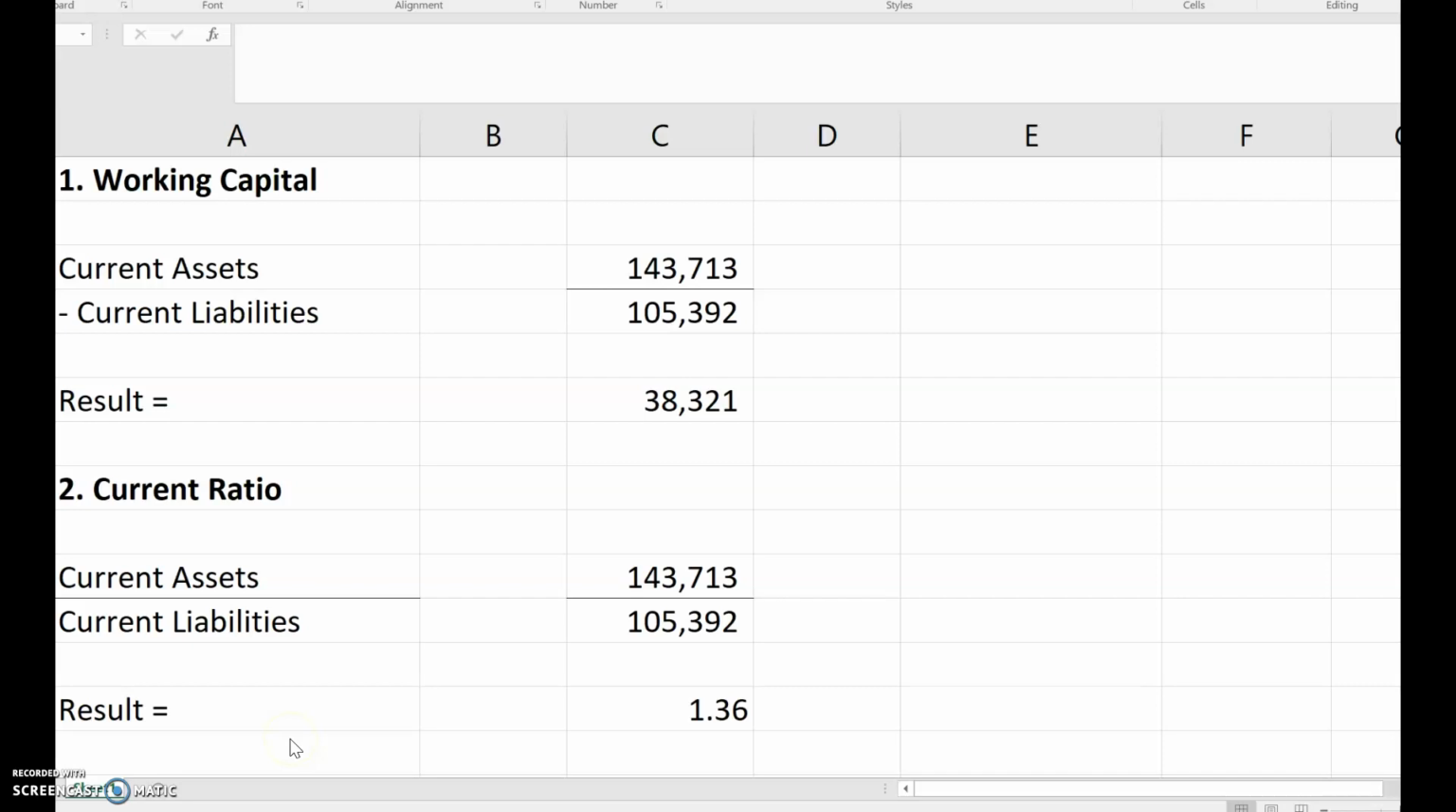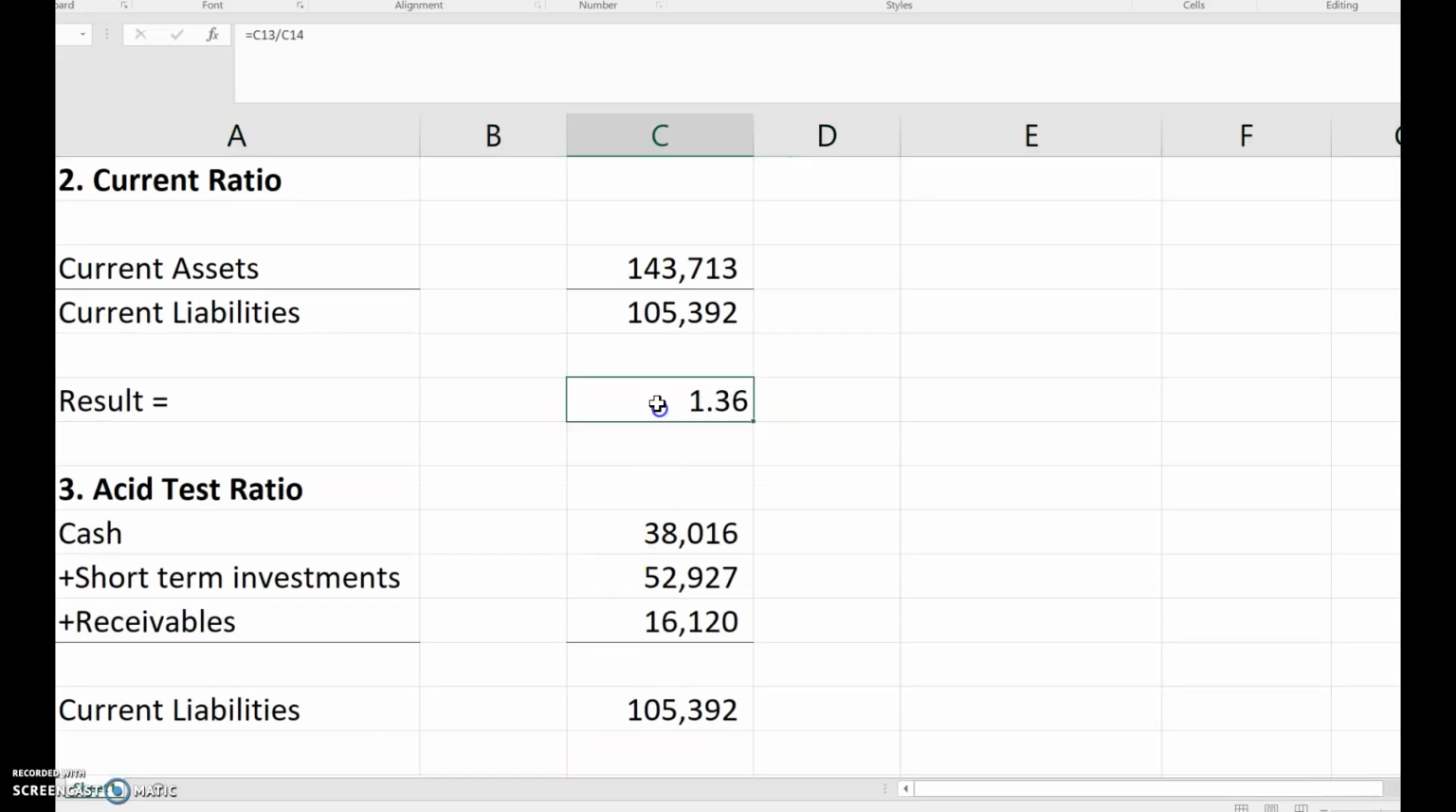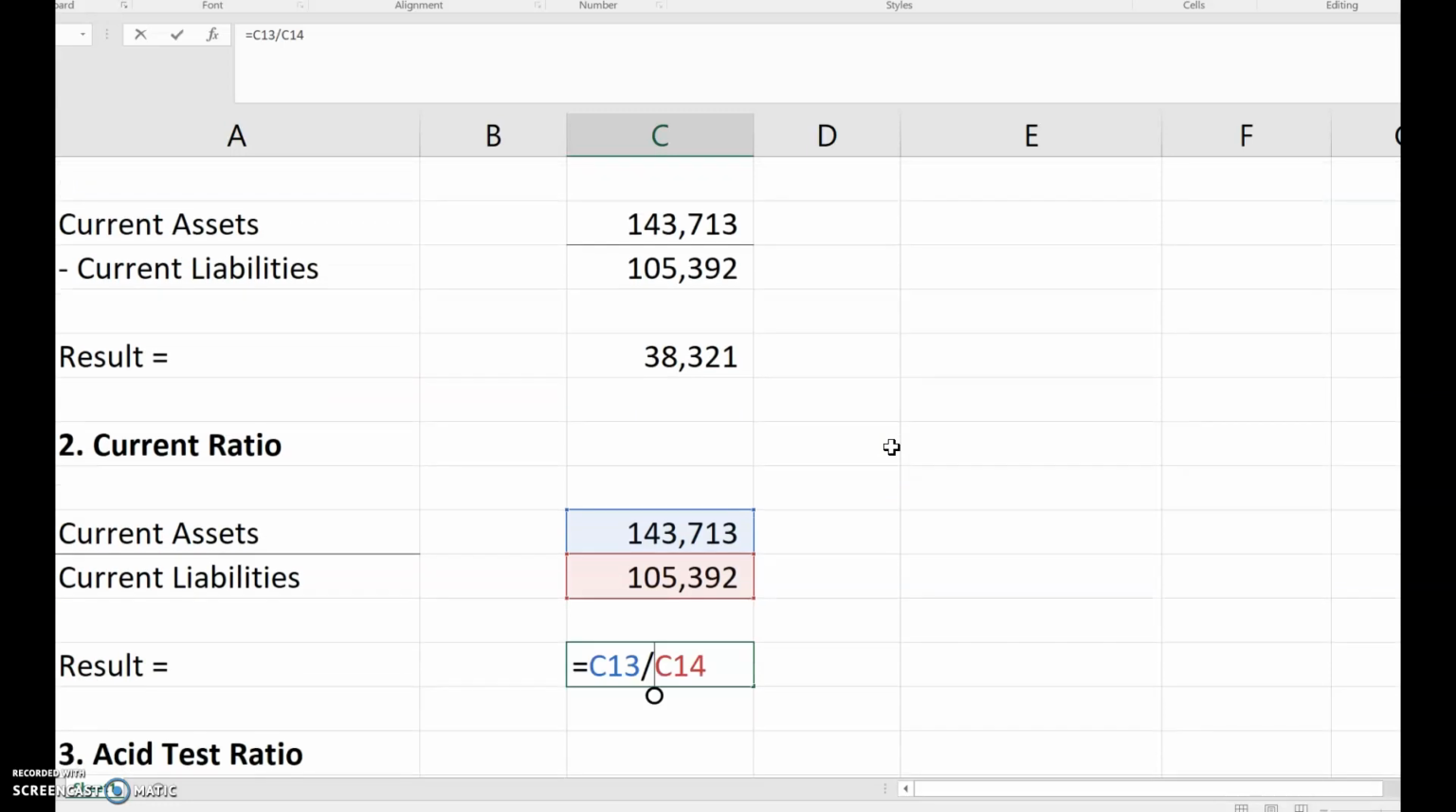Related to working capital is the current ratio. This is where we divide current assets divided by current liabilities. And we can see how many times our current assets cover our current liabilities. So when we divide the current assets by the current liabilities, we see the current assets cover the current liabilities 1.36 times. And so again, compare that to a competitor. So we can cover it. There's a little bit left over, but not a whole lot.